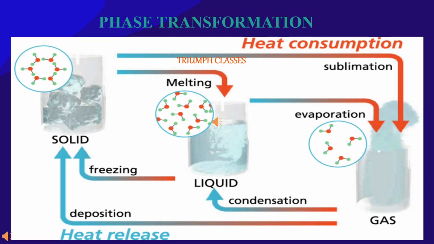Next, moving to the next topic. Phase transformation. It is a fundamental concept in physics where a substance changes from one state of matter to another: solid, liquid, or gas. This change occurs when the substance absorbs or releases heat energy, altering the arrangement and motion of its particles. For instance, when ice melts into water or water vaporizes into steam, the particles gain energy and move more freely. Conversely, when steam condenses into water or water freezes into ice, the particles lose energy and become more ordered.